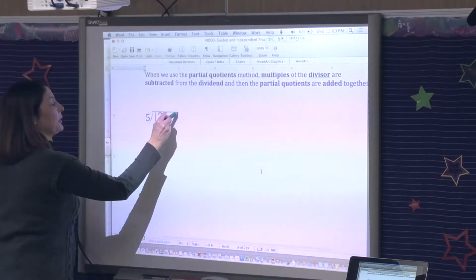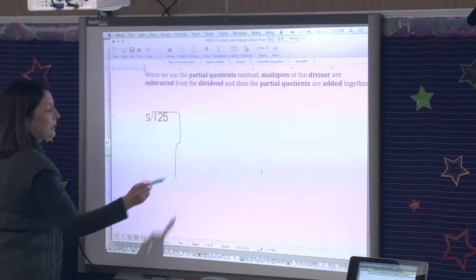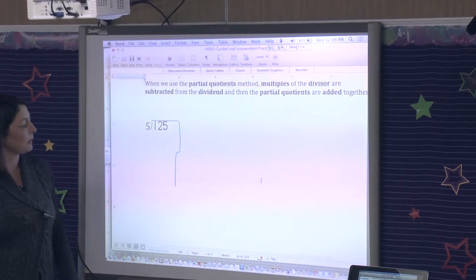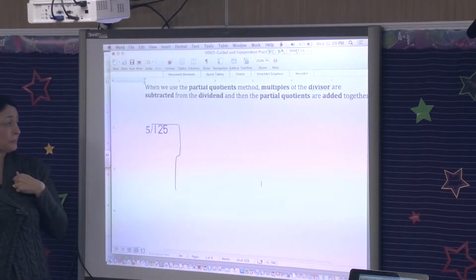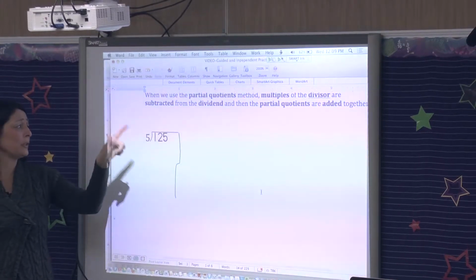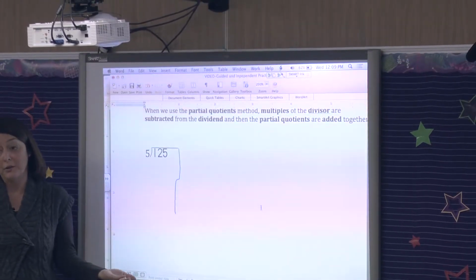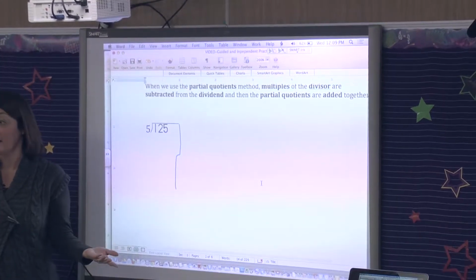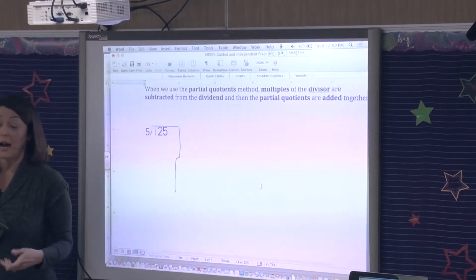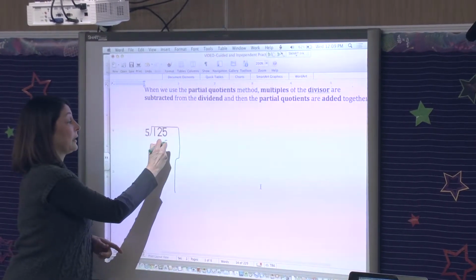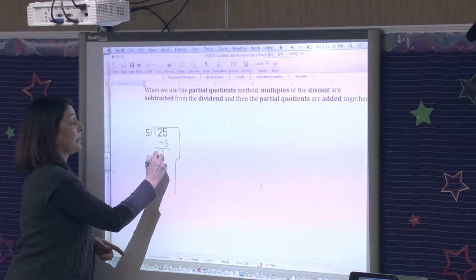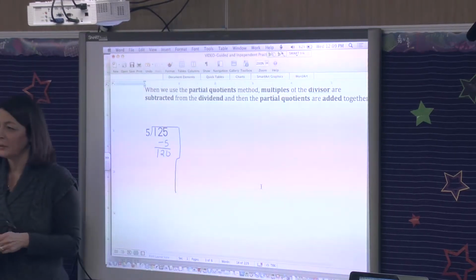So multiples of a divisor. So I'm going to make this line. Ooh, I hope this works. So I don't like the smartboard. I'm going to think of multiples of 5. Well, there's a lot of 5s in 125, right? And do you remember when we did the repeated subtraction, we could take away 5, and we can keep doing that, right? Remember we did that with the smaller numbers?